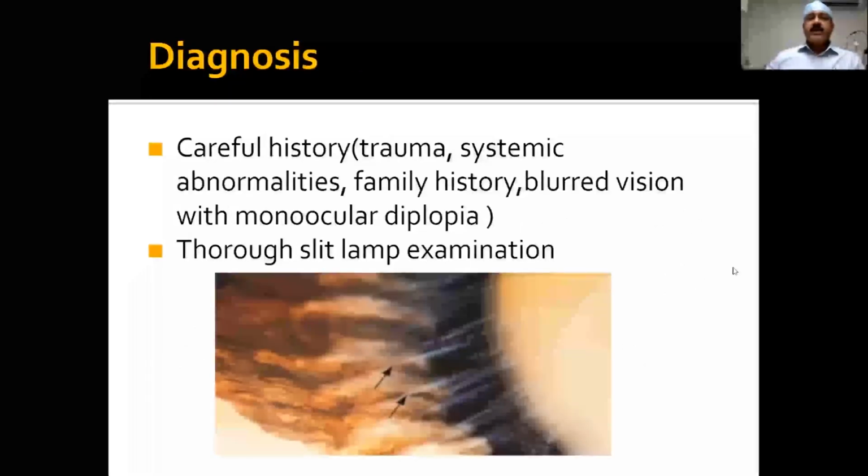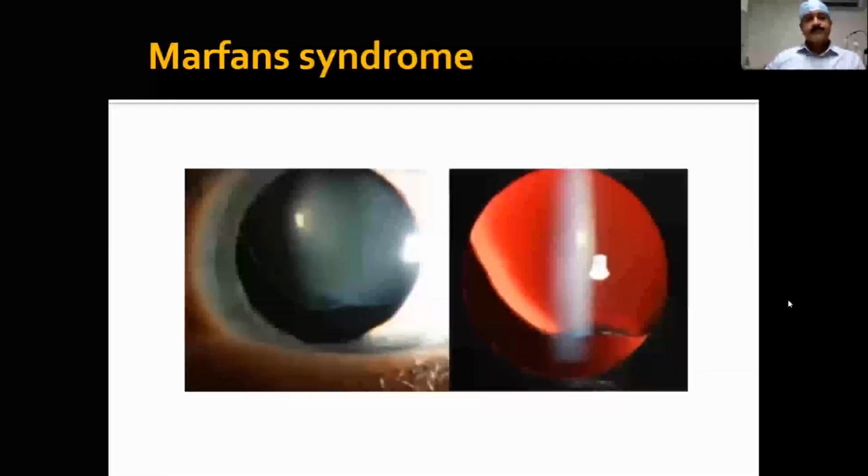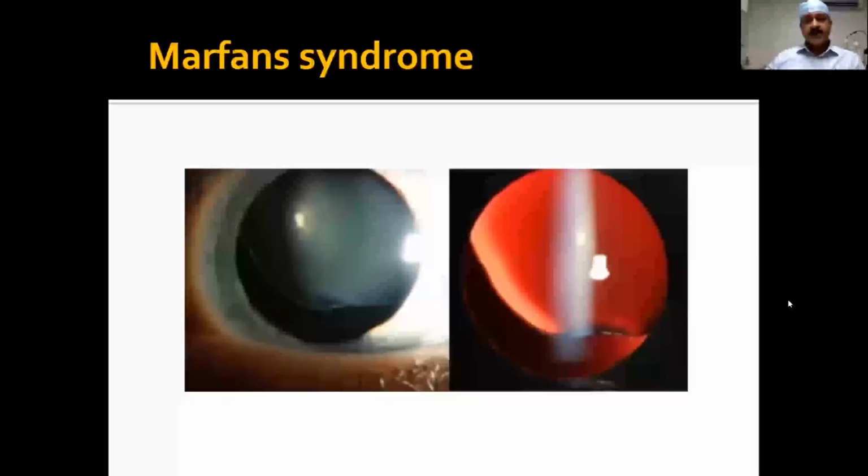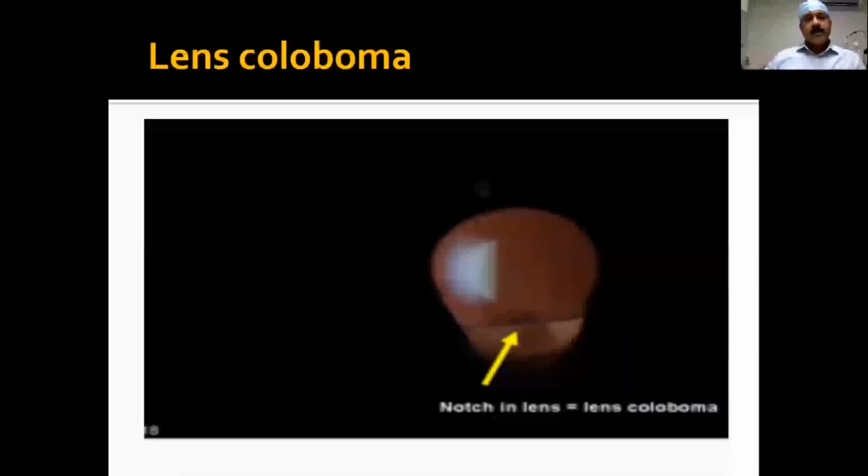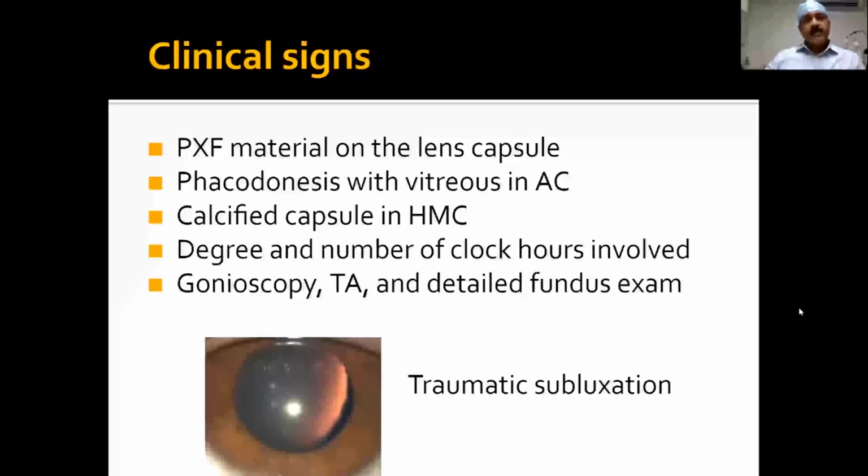For diagnosis, we need to take a careful history, elicit history of trauma, and look for systemic abnormalities and family history. Some patients may also complain of monocular diplopia. Thorough slit lamp examination on a dilated pupil will reveal compromised zonules. Case of Marfan's with superior subluxation and extensive zonular loss. Case of lens coloboma here with a notch in the lens.